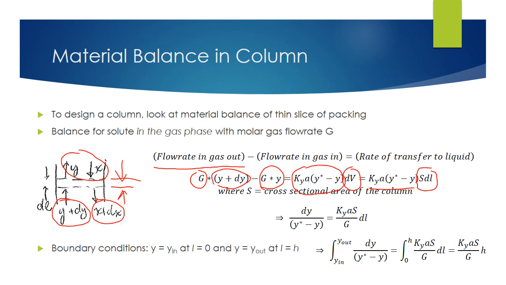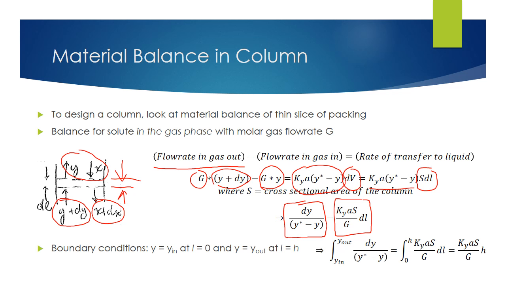So if we rearrange that expression, we can gather together the terms that depend on y on one side of the equation. So we have dy over y star minus y. I eliminated g times y from the left-hand side of the equation because that term is the same in both terms. So that's one side of the equation, and the other side of the equation is capital K_y a times S over G times dl. So we have differential quantities appearing on both sides of this equation.